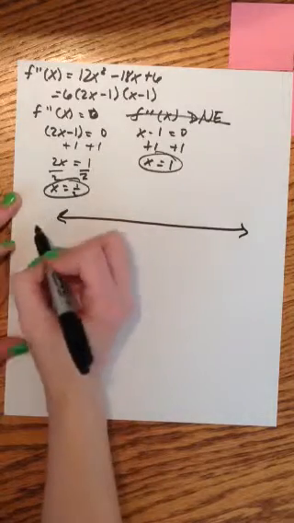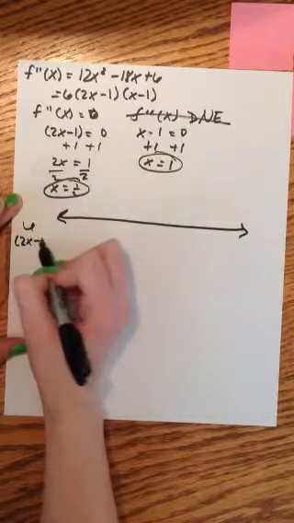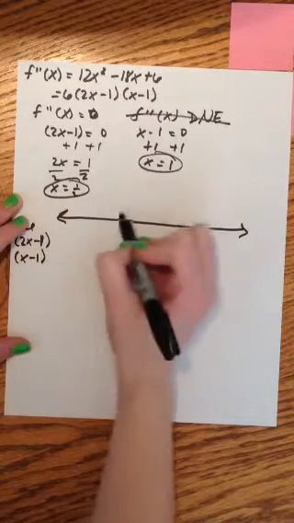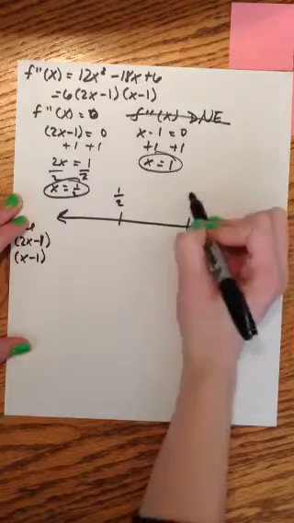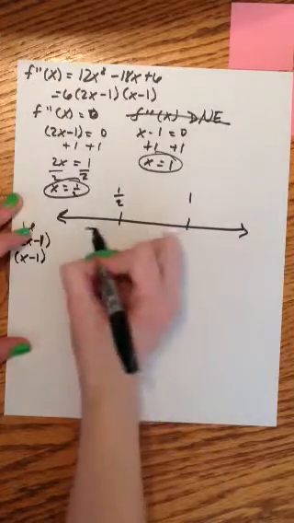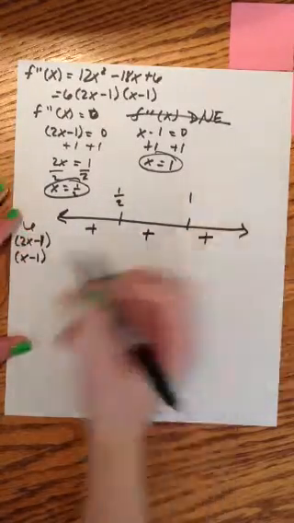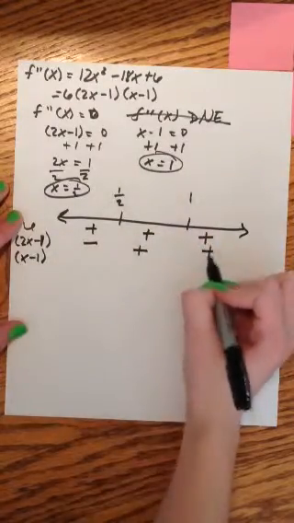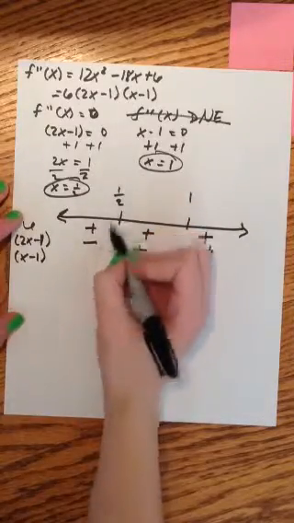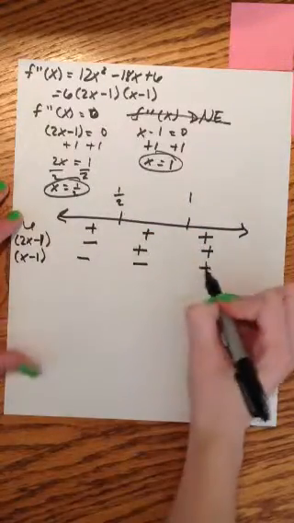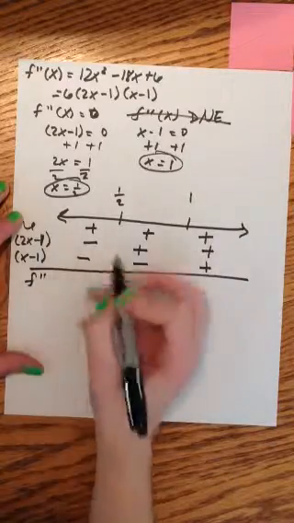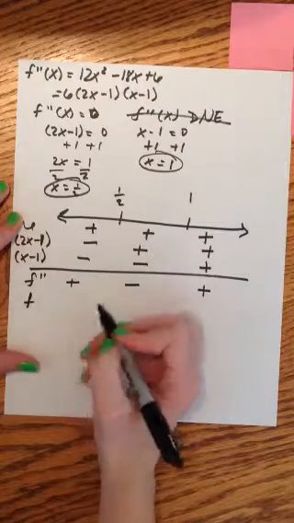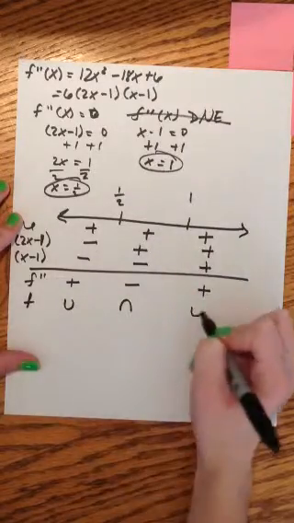Put our factors over here. So we have 6, 2x minus 1, and x minus 1. Then we also have 1/2 and then 1. So 6 is always going to be positive no matter what, because it's a positive number. Anything less than 1/2 is going to give you a negative here, positive here, positive here. This is going to give you a negative here, and a positive here. So f double prime is positive, negative, and then positive, which means that f is concave up, concave down, concave up.